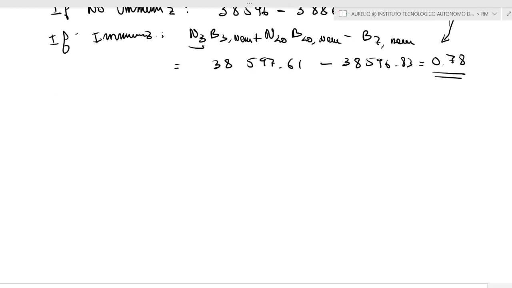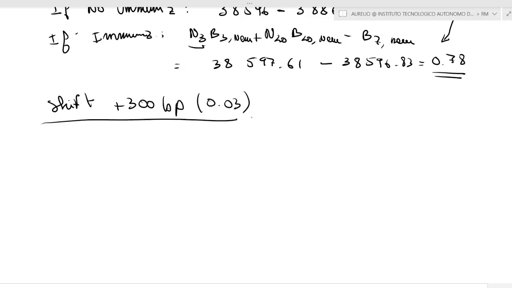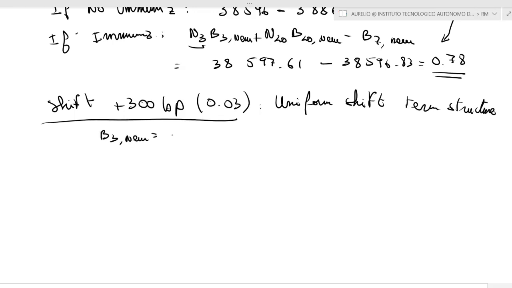Now let's look at a second case. We're going to assume that there's a shift in the whole term structure of 300 basis points. So basically 0.03. This is also called a uniform shift in the term structure. So in this case, B3 new is going to be equal to 64.73. B7 new is going to be equal to 31,505.75. And B20 is going to be equal to 30.56.